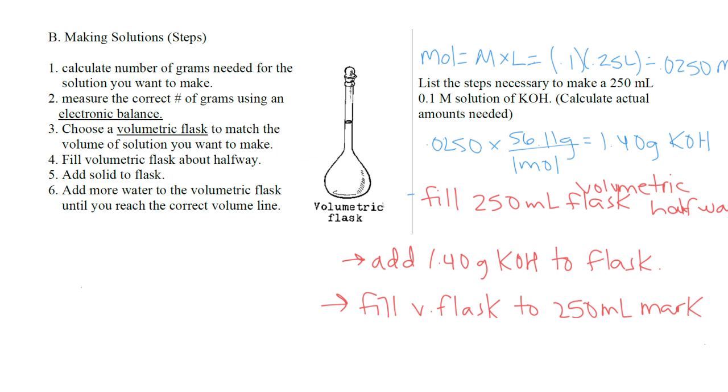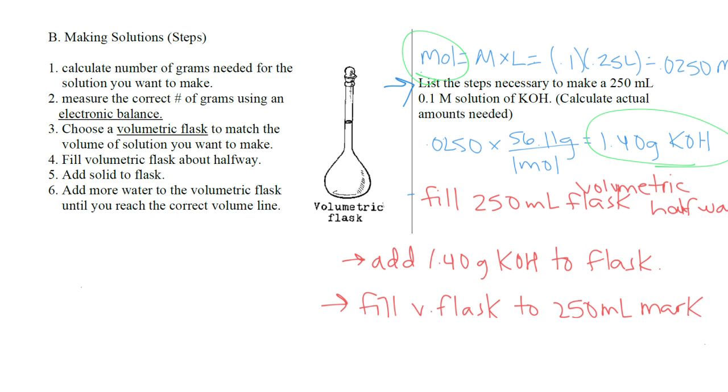So a very common question in dealing with making solutions will be to ask you to actually describe the steps necessary. So over here it says to list the steps necessary to make 250 milliliters of a 0.1 molar solution of potassium hydroxide. So if you're going to make that solution, potassium hydroxide is a solid. And so what you need to do is figure out how many grams of that solid I actually need. So you need to go through the process of, and I already did the calculation, so pause the video if you need to, and make sure you write this down in your notes. You need to calculate your number of moles so that you can calculate your number of grams of potassium hydroxide.